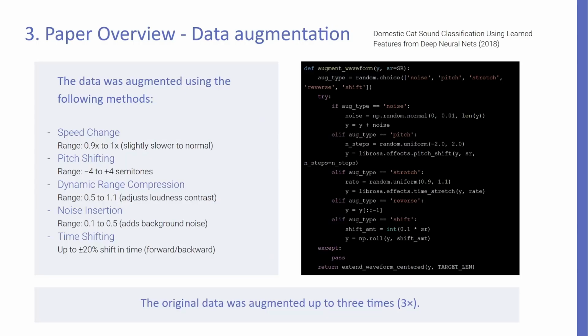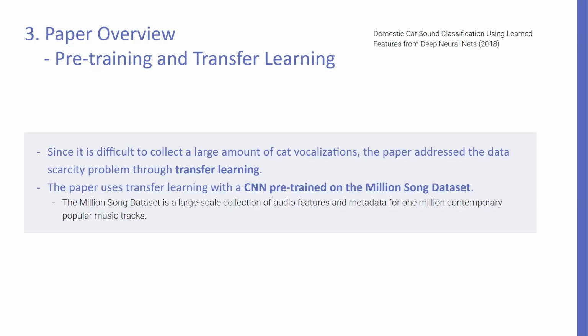Next is data augmentation. To address the issue of the limited data, the paper used several methods. These help the model learn from more diverse sets of sound patterns. Because collecting a large amount of cat sound data is difficult, the paper utilized transfer learning to address this scarcity. It uses a CNN pre-trained on a million song dataset, which is a large-scale collection of audio features.